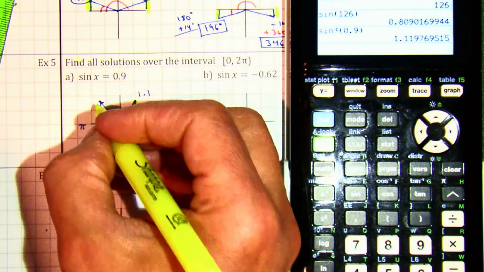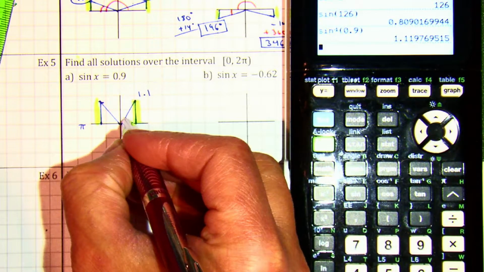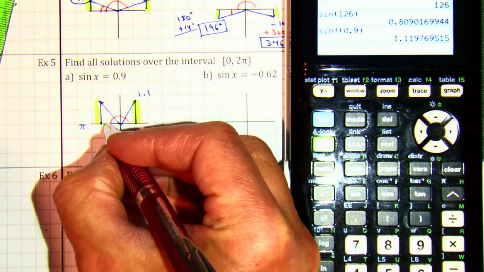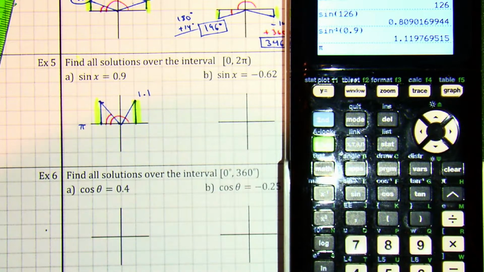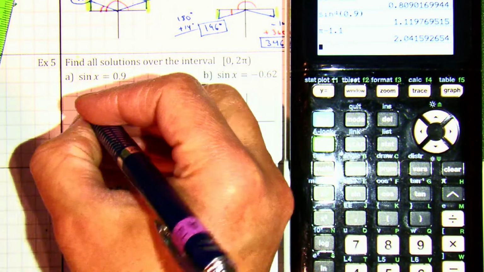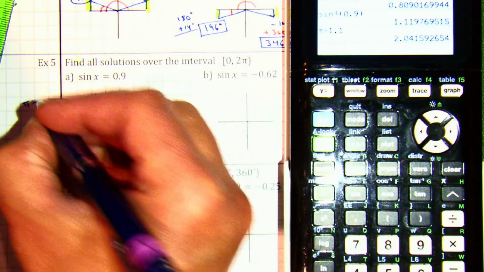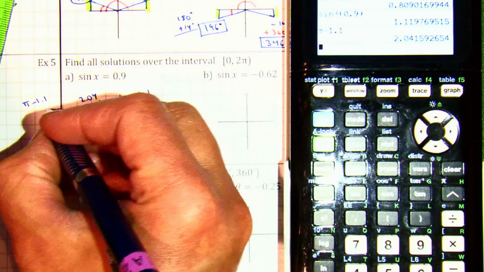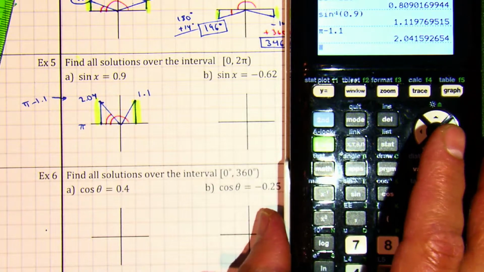So how can I find that angle? Correct, same thing that we did above. It's going to be pi minus 1.1. I'll select pi, 180 minus 1.1, and that will give me 2.04. And that was pi minus 1.1. How about for the next one?